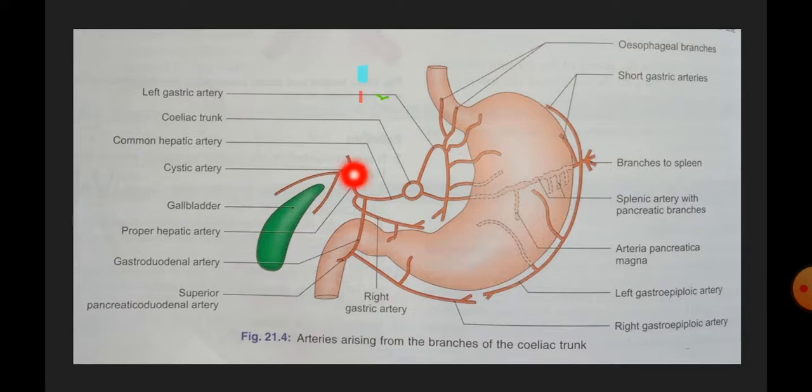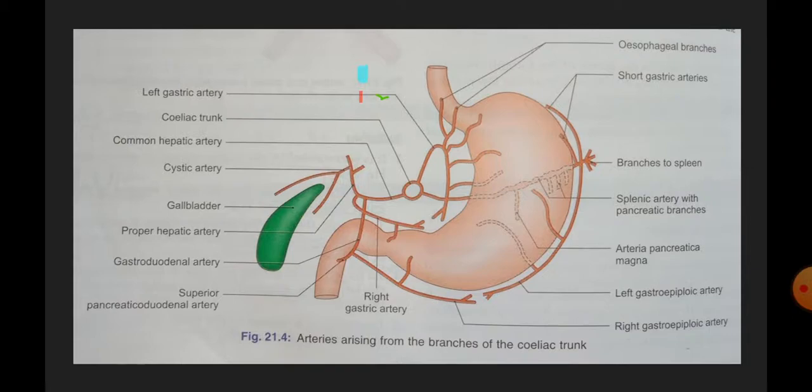Next, we have the right gastric artery, which arises from the proper hepatic artery. So, it arises very close to the gastroduodenal artery and runs to the left along the lesser curvature of the stomach, and it ends by anastomosing with the left gastric artery. Finally, we have the cystic artery, which arises from the right hepatic artery.